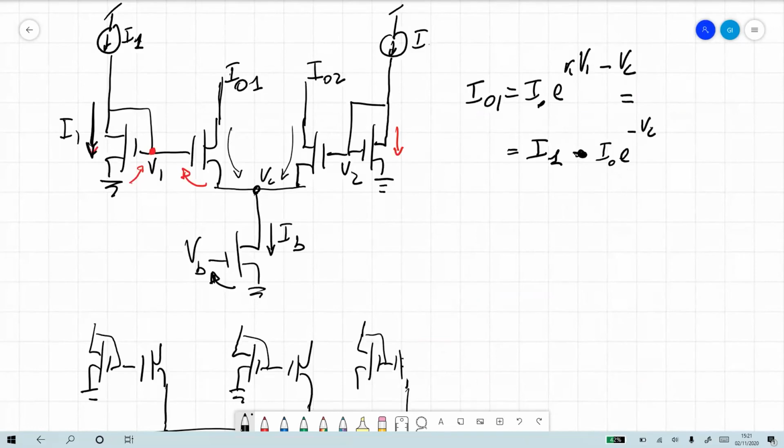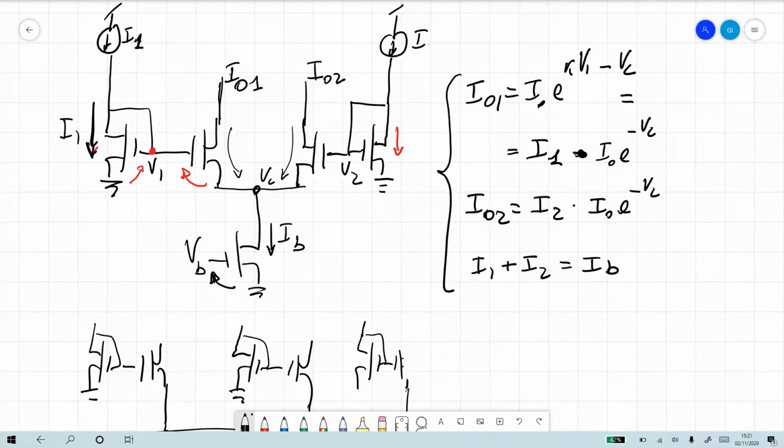Okay, now please correct me if I'm wrong. Is this correct? Does this make sense to you? Yes, now it does. Okay, then we can write I02 is the same, I2, I0 e to the minus VC, and then we know that I1 plus I2 is equal to IB. Now we can put all of these three equations together and we can solve for e to the minus VC.